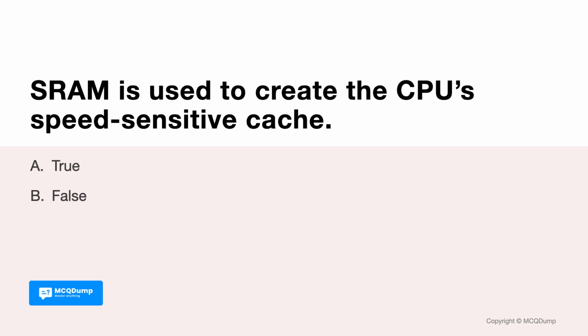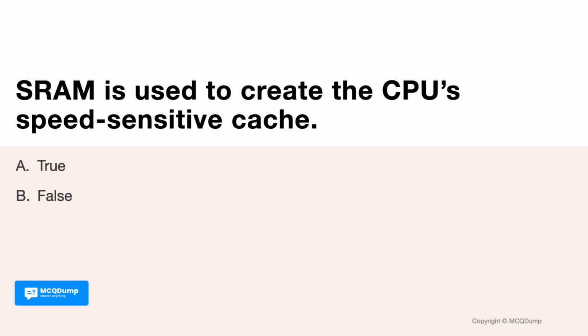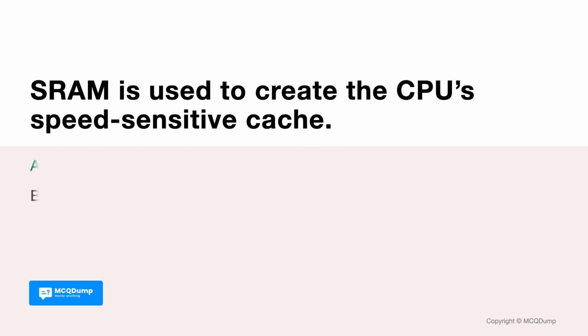SRAM is used to create the CPU speed-sensitive cache. True or false? It's true. SRAM is used to create the CPU speed-sensitive cache.